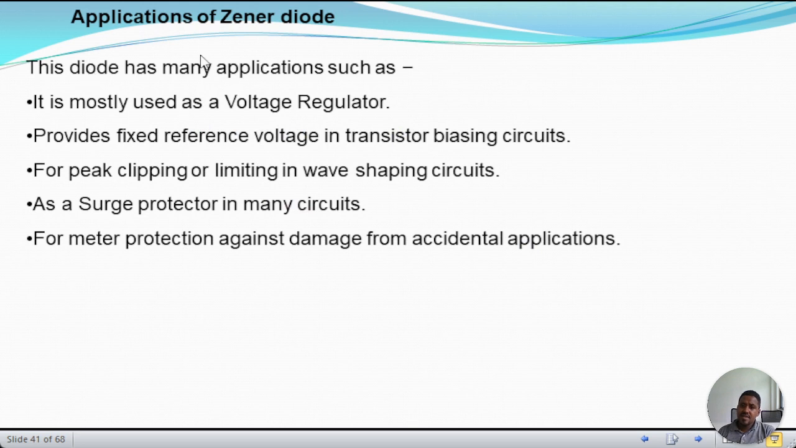Where is the Zener diode applied? It is mostly used as a voltage regulator, and also to provide a fixed reference voltage in transistor biasing circuits, and also for peak clipping or limiting in wave shaping circuits, and also as a surge protector in many circuits, and for meter protection against damage from accidental application. So it is mostly used as a regulator and as a protector. That is the purpose, or the application, of the Zener diode.